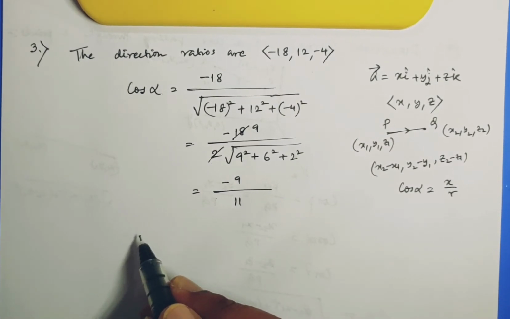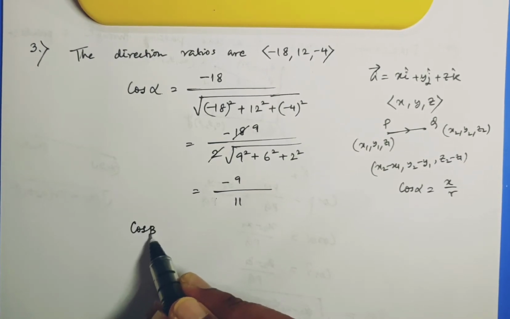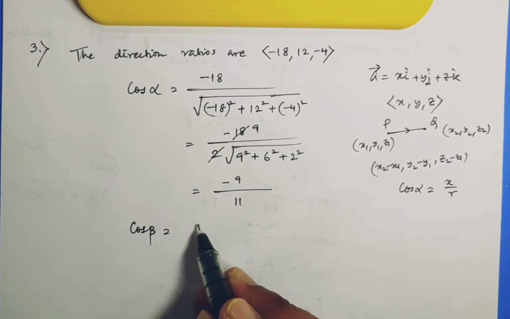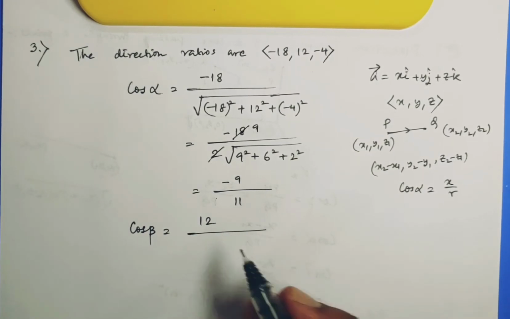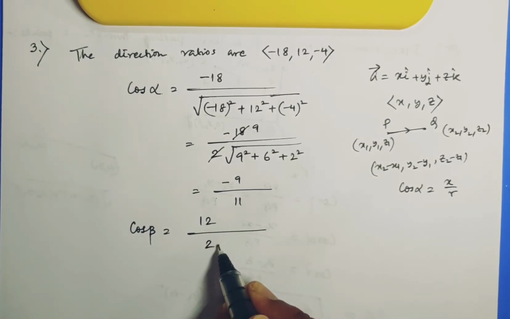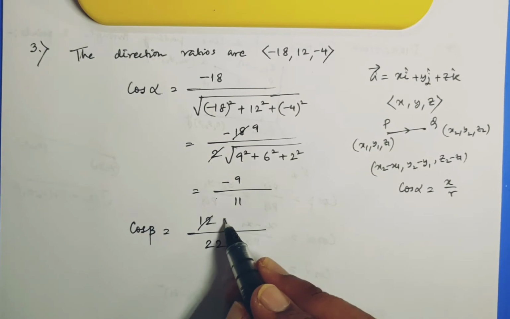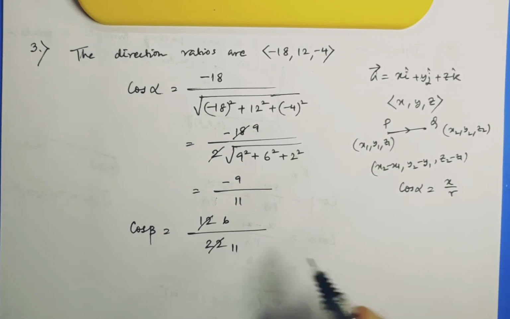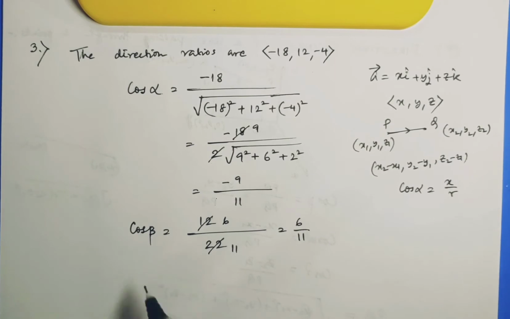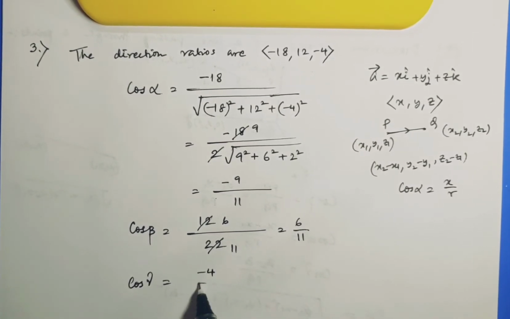In the same way, cos beta will be equal to how much? It will be 12 divided by, we have already got 22, right? The whole thing was 22 because we have taken 2 out, and this one is 11, so 22. So 12 by 22 is 6 by 11. And cos gamma, the last one, that is equal to minus 4 divided by 22, that is minus 2 by 11. Okay?